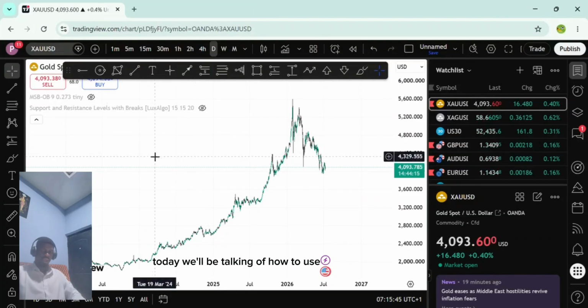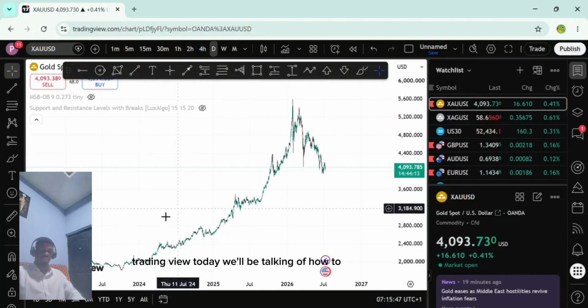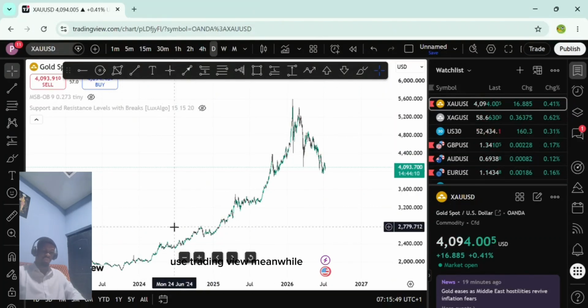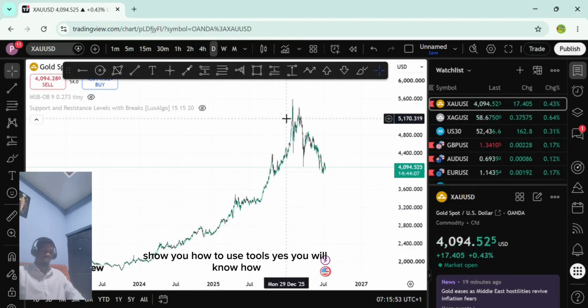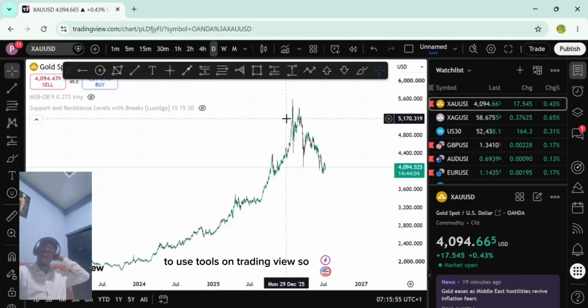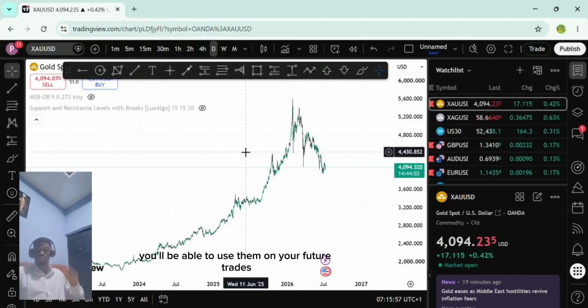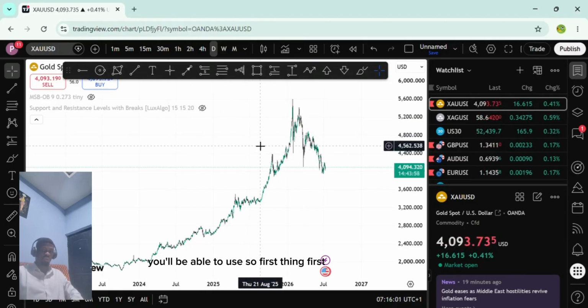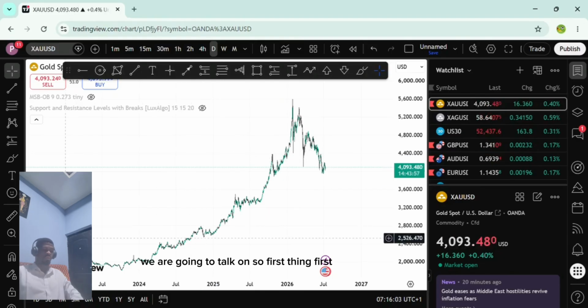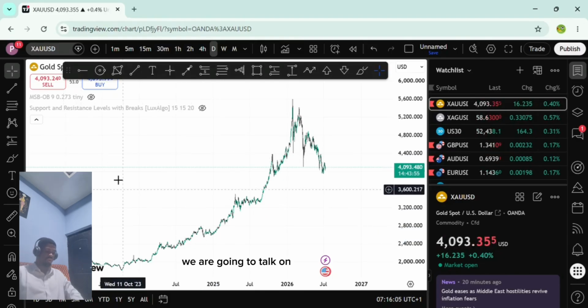Today we'll be talking about how to use TradingView. While learning how to use TradingView, I want to show you how to use the tools, so you could be able to use them to execute your trades. So first, we are going to talk about the tools.